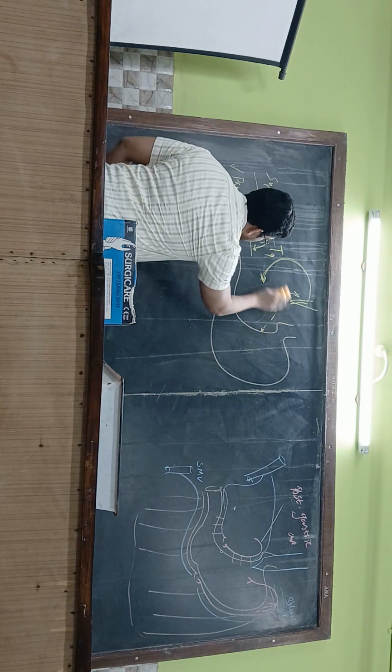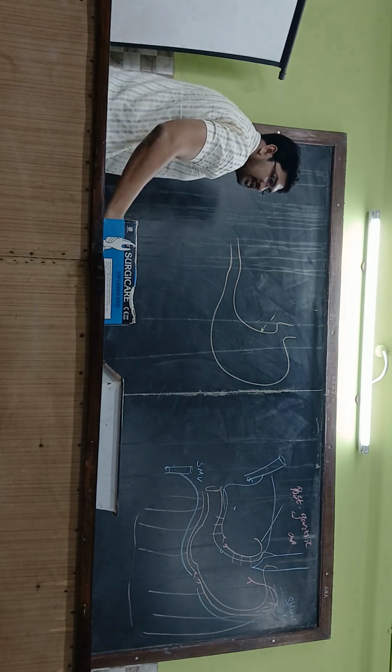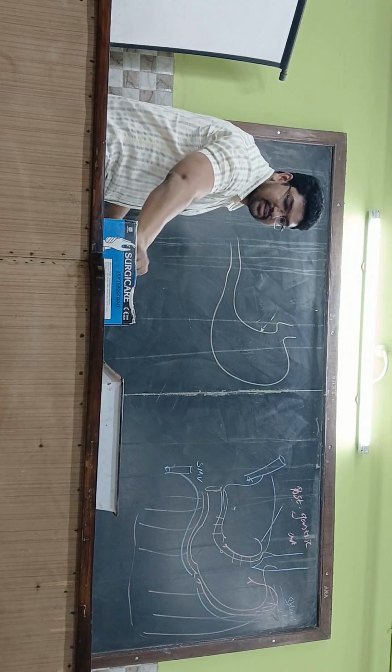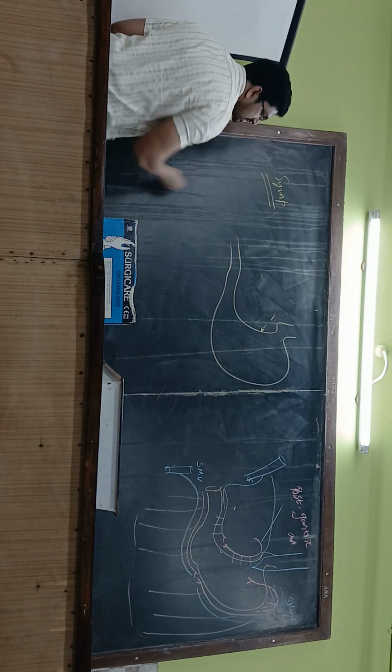What is the nerve supply of the stomach, right? Sympathetic and parasympathetic. What does the sympathetic nervous system do to the stomach? Sympathetic nervous system. Sympathetic gastric emptying.